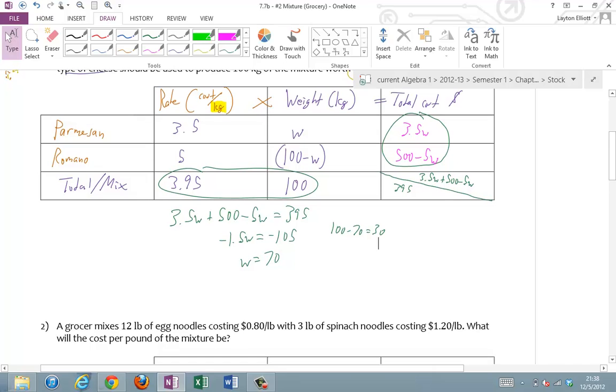And then I'm going to state this in a complete sentence answer. You need 70 kilograms of Parmesan and 30 kilograms of Romano.